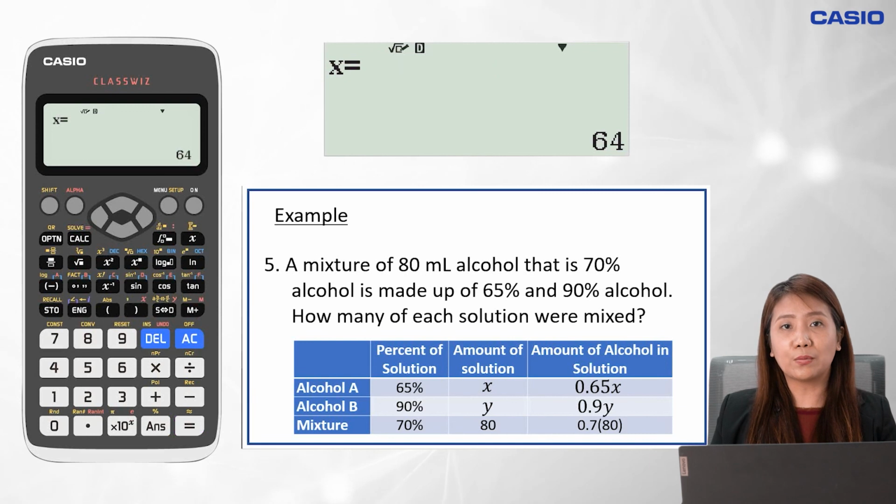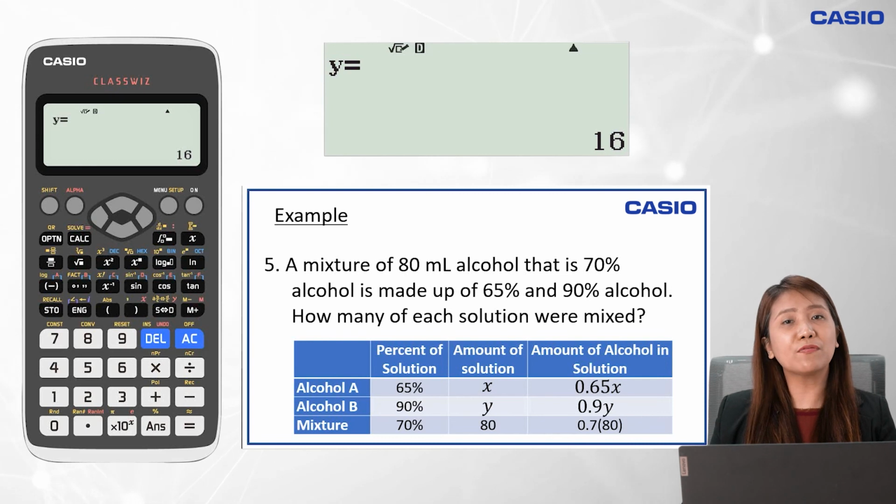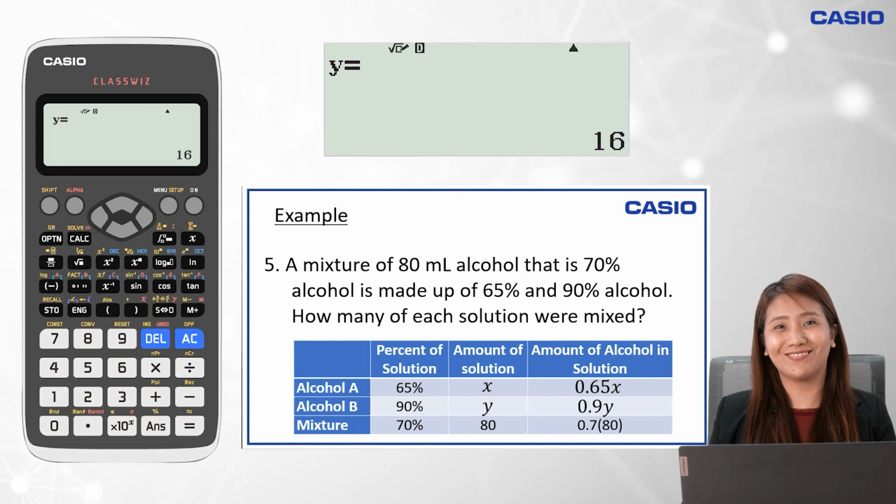And the value of x will appear, which is 64. And the value of y will appear, which is 16. Thus, there are 64 ml of 65% alcohol solution and 16 ml of 90% alcohol solution.